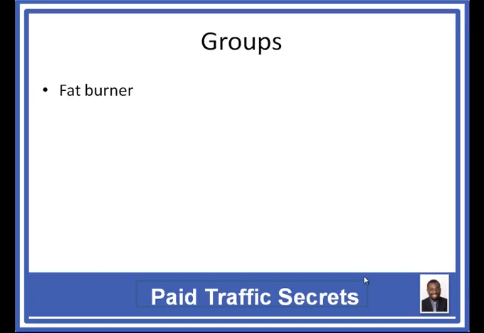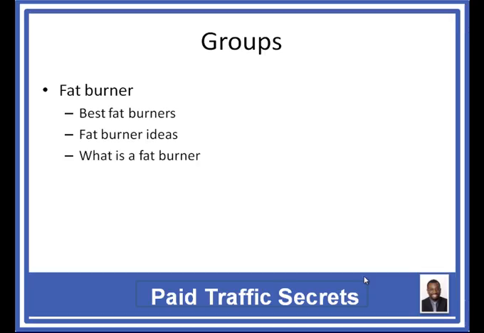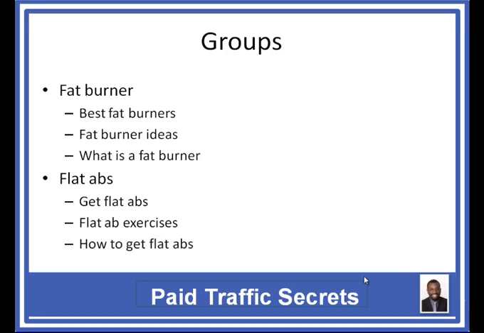So let's show you an example of what the groups may look like. If you've got fat burner, your keywords in this group may be best fat burner, ideas, what is a fat burner. The one thing in common is the words fat burner. So my ad is going to have fat burner, my keywords are going to have fat burner, and my landing page is going to have fat burner. Another example is flat abs. So get flat abs, flat ab exercises, and how to get flat abs. The key congruent thing here is flat abs. Every single one of these keywords has the word flat abs in it.